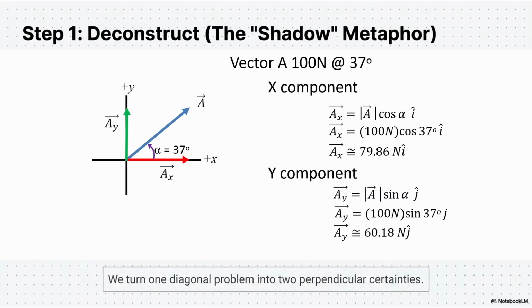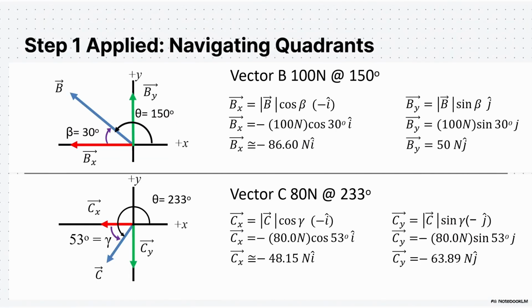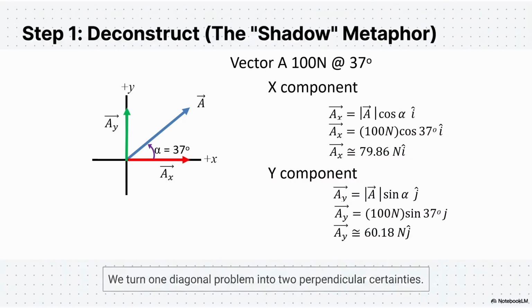It's so brilliant. But how do we find the actual length of those shadows? Well, that's where a little bit of trigonometry comes in. We use the deconstruction math on slide 7. Right, bring on the math. So for vector A, which was 100 newtons at 37 degrees, we use cosine for the horizontal x-axis shadow. Okay, let's unpack this. So it's 100 times the cosine of 37 degrees, which gives us an x component of about 79.86 newtons. We tag that with i. Right, because i means horizontal, and then for the vertical y-axis shadow, we use sine. You got it. 100 times the sine of 37 degrees gives us a y component of 60.18 newtons tagged with j. It is honestly just amazing how that works.